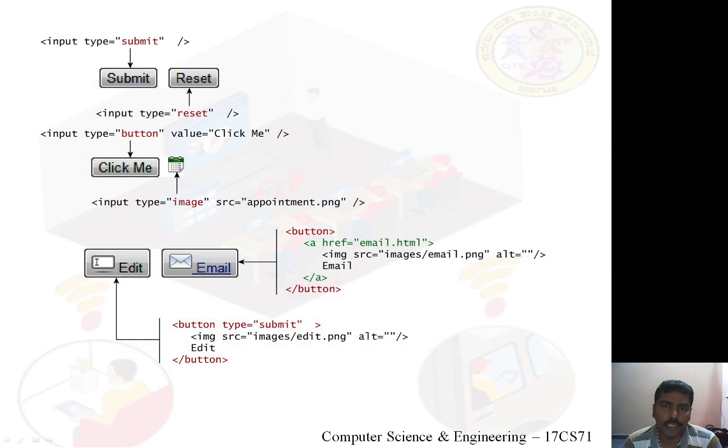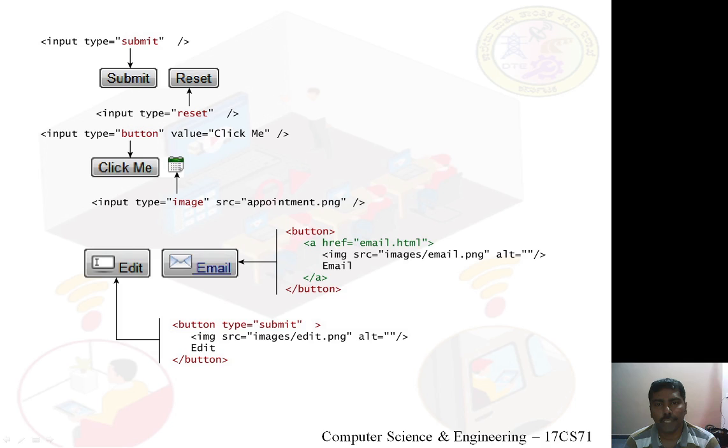So this is very clear. The first two buttons, we have come across in our previous programs and your lab programs too, right? Input type equal to submit is used to send the form data to the server. Reset clears the form data already entered by the user.